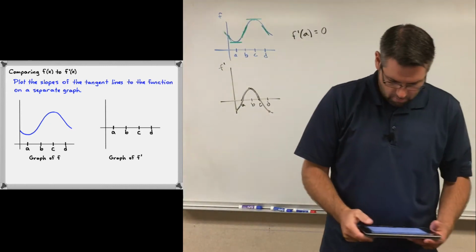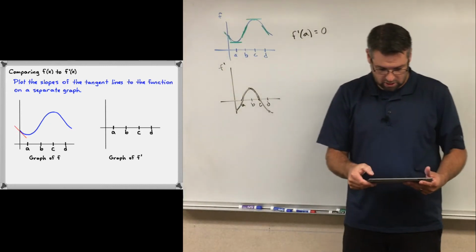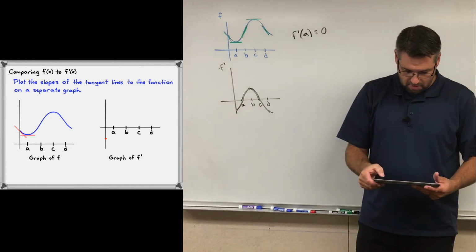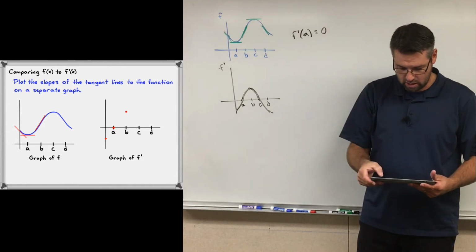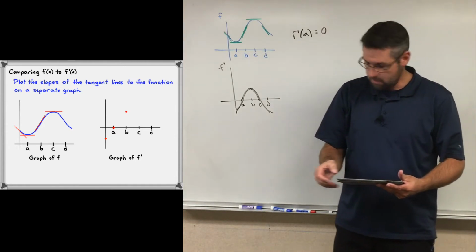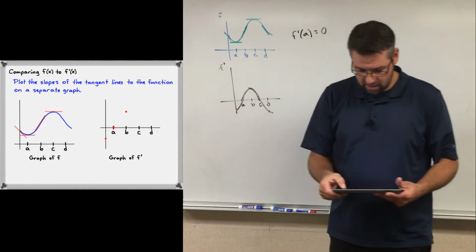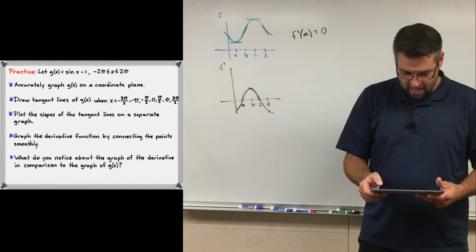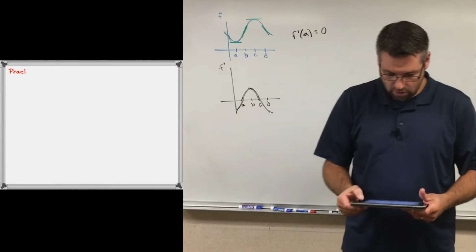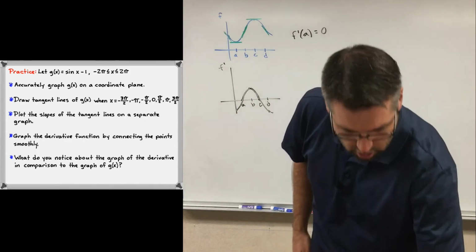We're going to look at a more specific example here in just a second, so you can see it a little bit clearer on my end. Every time the slope is 0, every time we have a horizontal tangent line, we have the derivative hitting the x-axis, essentially.